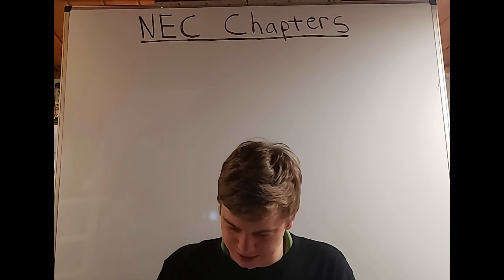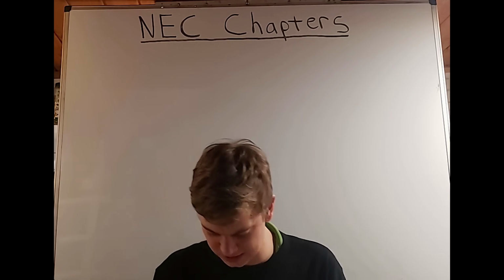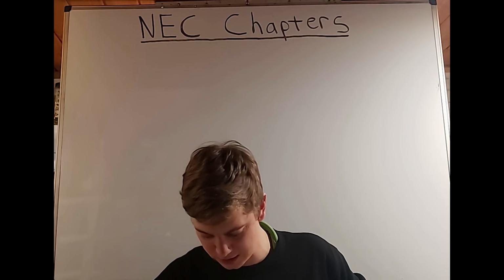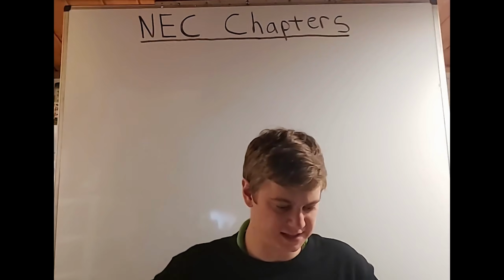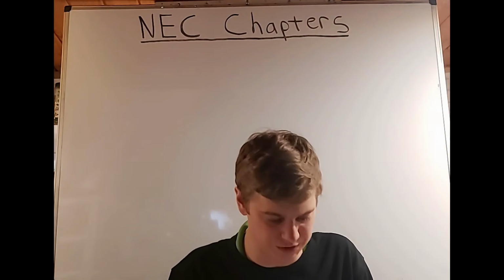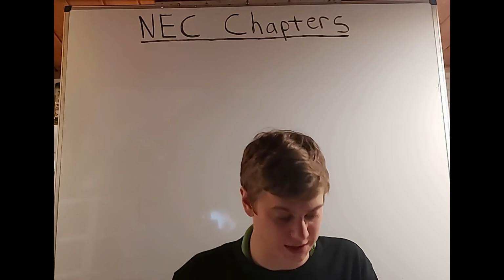Okay, 210.19, household ranges and cooking appliances. We see it says for ranges of 8 3/4 kilowatts or more, the minimum branch circuit rating shall be 40 amperes. Okay, then exception number 1 talks about conductors that are tapped from a branch circuit not exceeding 50 amperes that supply electric ranges.